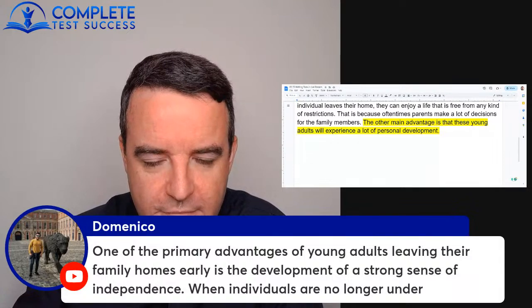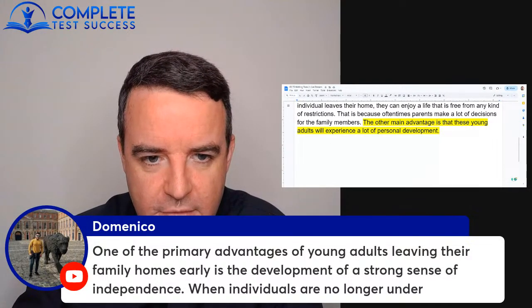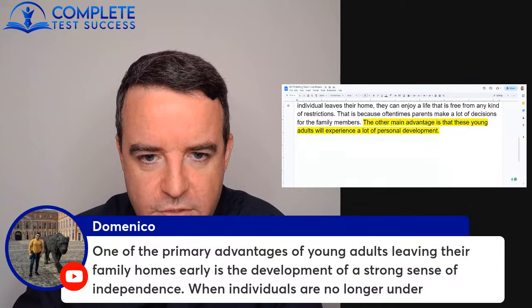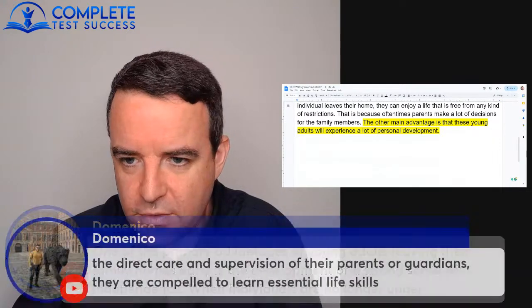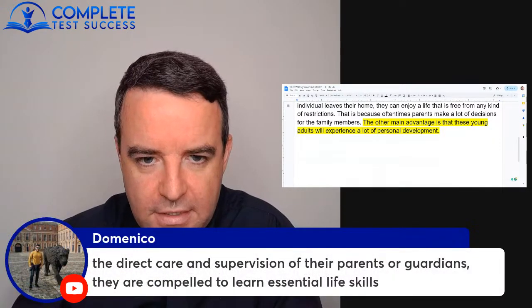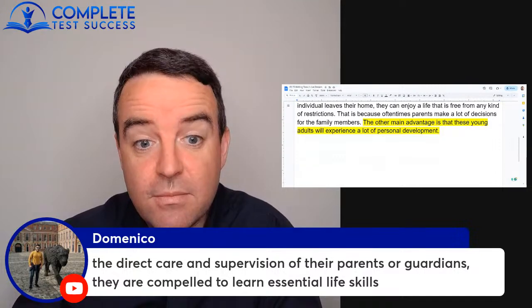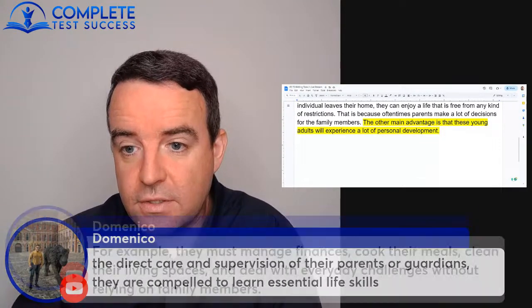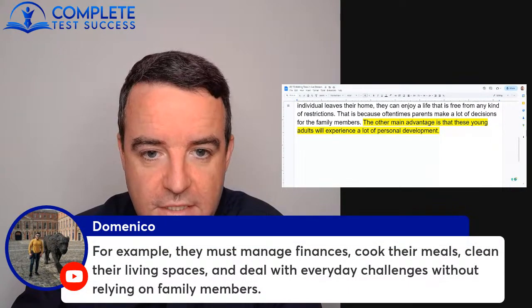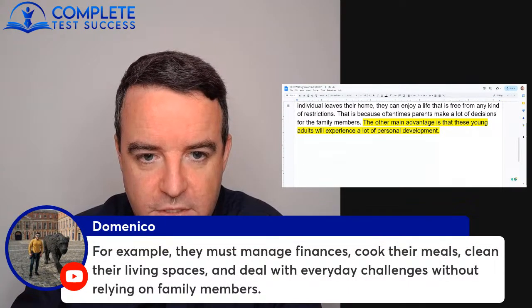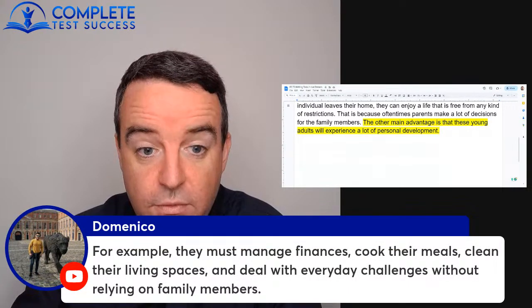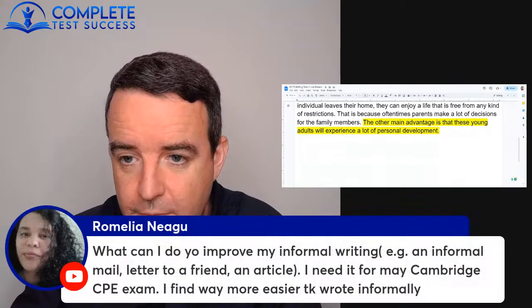Domenico, "One of the primary advantages of young adults leaving their family homes early is the development of a strong sense of independence. When individuals are no longer under the direct care and supervision of their parents or guardians, they are compelled to learn essential life skills." Good. "For example, they must manage finances, cook their meals, clean their living space, and deal with everyday challenges without relying on family members." Very good.